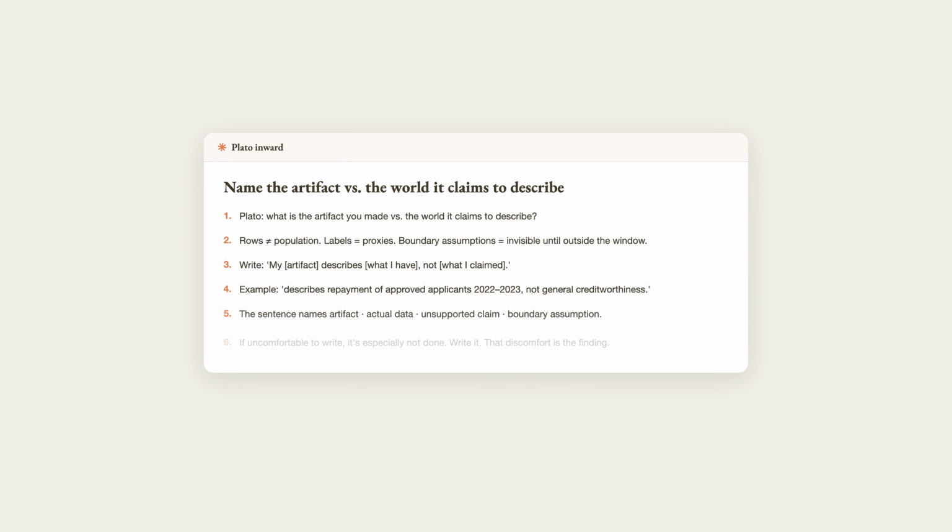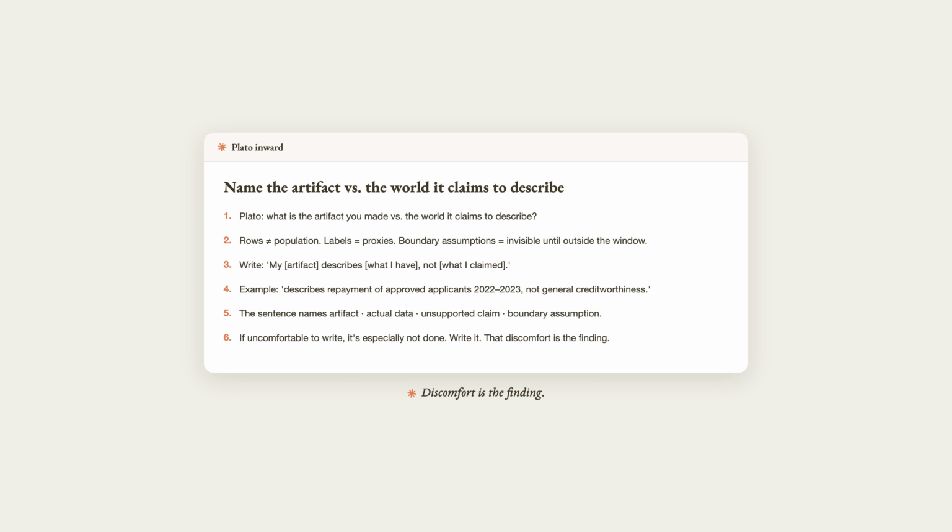Your rows are not the population, your labels are proxies for real concepts. Your boundary assumptions are invisible until someone outside the window asks a question inside it. The exercise is to write one sentence specifically: my artifact describes what I actually have, not what I claimed it describes. Here is an example. My loan default classifier describes the repayment behavior of approved applicants from a single regional lender between 2022 and 2023, not the creditworthiness of the general population.